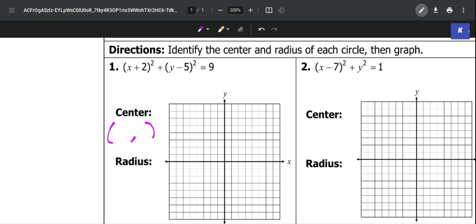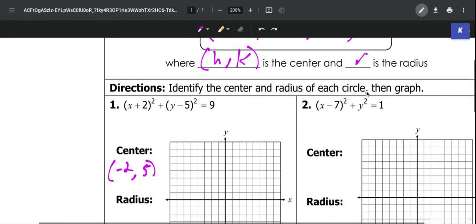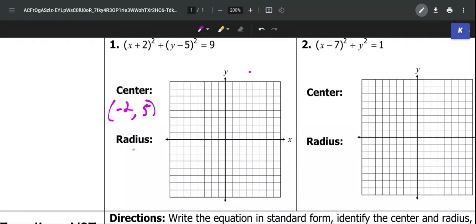Our center comes from h and k, which is here and here in our standard form. The thing you have to remember is just flip the sign. So when we bring down plus 2, it's a minus 2 for our center. And when we have a minus 5 in our standard form, it's a positive 5 in our center. So our center from this equation is (-2, 5). And then our radius is the square root of whatever our equation's equal to, because remember, in our standard form, r squared is what everything is equal to. So in this case, the radius would be 3.